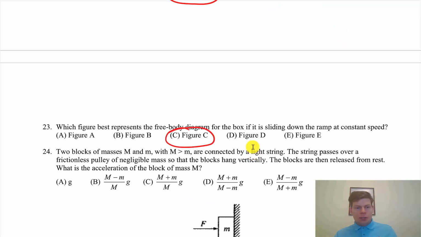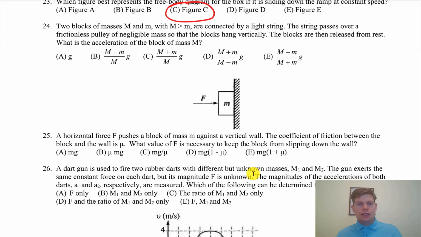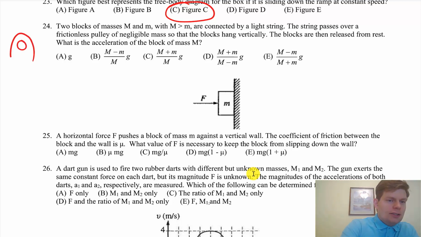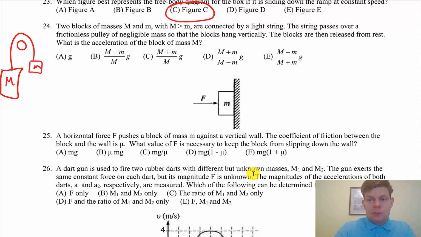All right, number 24. You've got two blocks of masses M and m, with M bigger than m, connected by a light string. The string passes over a frictionless pulley of negligible mass, so the blocks hang vertically, and they're released from rest. So basically what you've got is this situation: a big M and a little m, and you're going to use big minus small. So we've got big minus small equals ma, and we're going to solve for a.